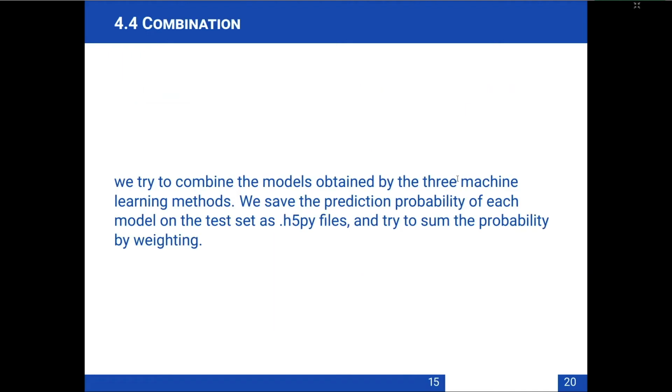Finally, we try to combine the models obtained by the three machine learning methods together. We save the prediction probability of each model on the test set as h5py files and try to sum the probabilities by weighting. And let's see the results.